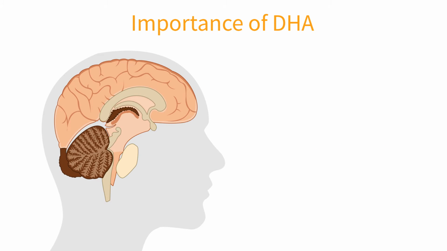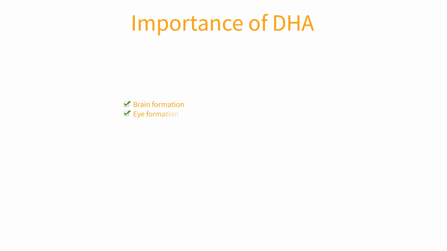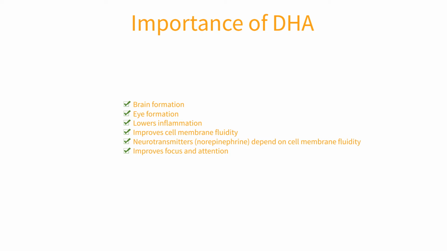DHA is an abundant fatty acid found in the brain, making up 60% of brain lipids. DHA plays an important role in brain formation and eye formation. DHA helps lower inflammation and improve cell fluidity. Some neurotransmitters, including norepinephrine, depend on cell membrane fluidity. DHA has been shown to improve focus and attention, as well as improve memory and cognitive function. DHA has also helped improve symptoms of depression. DHA helps slow brain aging and atrophy.